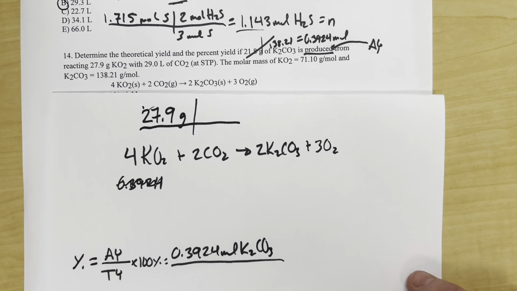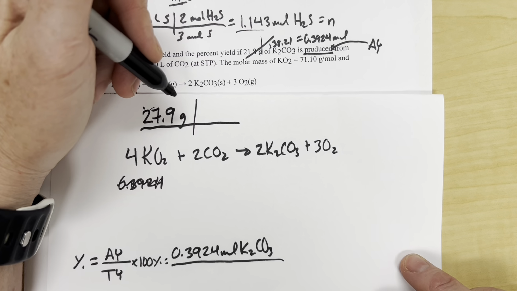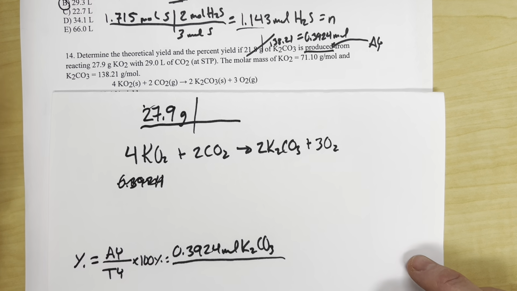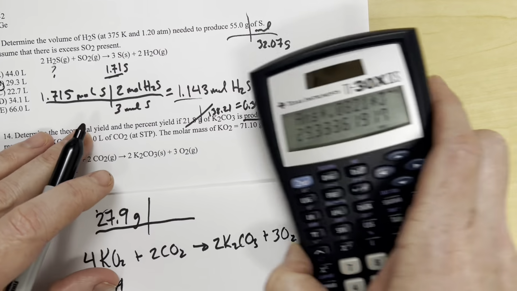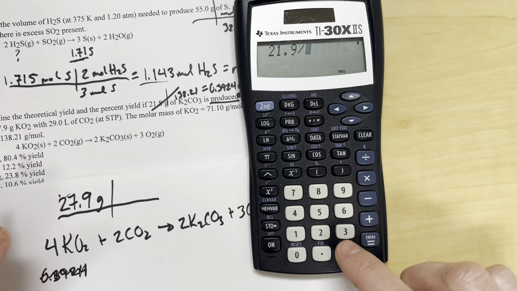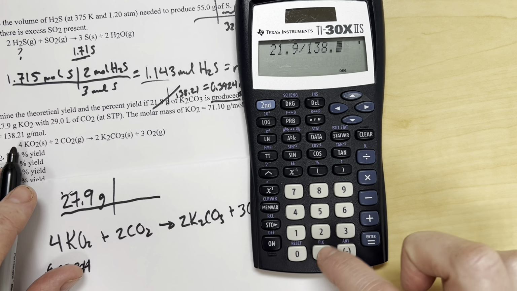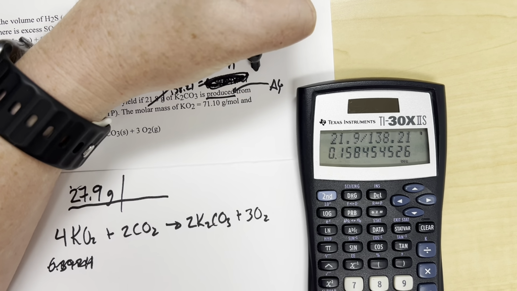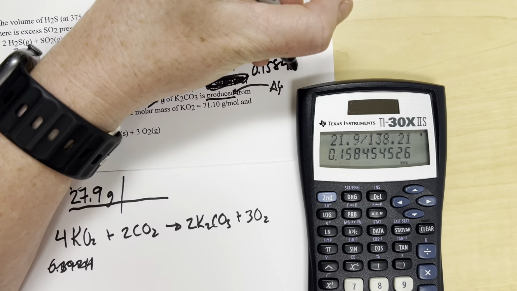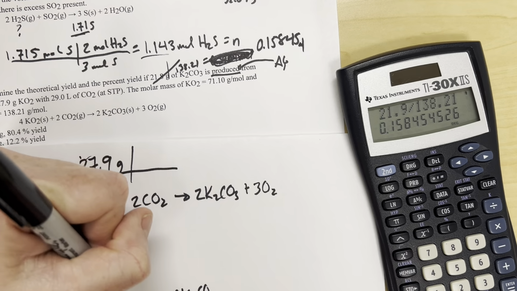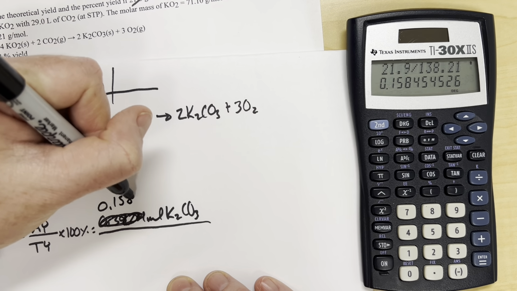Okay, so 27.9 grams. I screwed up because I'm rushing. Oh, darn it. Sorry, guys. Over here, I should have done 21.9. Let's go ahead and take this. 21.9 divided by 138.21 equals. Okay, this actually didn't give me this. I wrote the wrong number. No wonder I was confused. This is 0.15845 mole. Cool. So this is our actual yield.